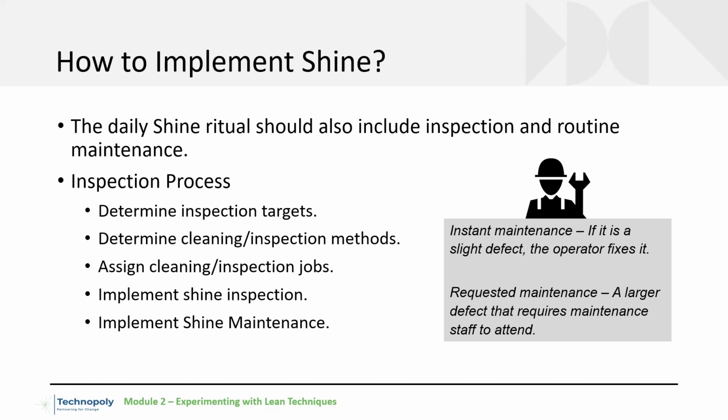Once daily cleaning and periodic cleanups become a habit, we can start to incorporate systematic inspection procedures into our shine procedure. First, determine inspection targets. This will be the same as the shine targets chosen. Second, determine cleaning inspection methods. Decide as a group on the type of inspection and cleaning to be carried out. Procedures or steps should be written up near each target area, and checklists should be made in order to ensure inspections are taking place.